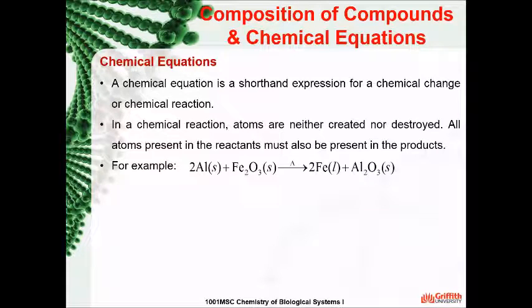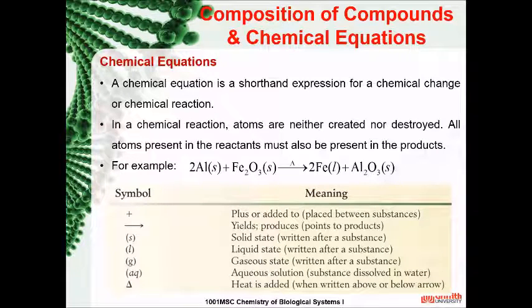We write the reactants on the left side of the equation. The arrow shows the direction of the reaction to the products. The products are written on the right side. We also include the state of matter for the elements by using letter abbreviations. For instance, S refers to solid, G to gas, and L to liquid, and so on.